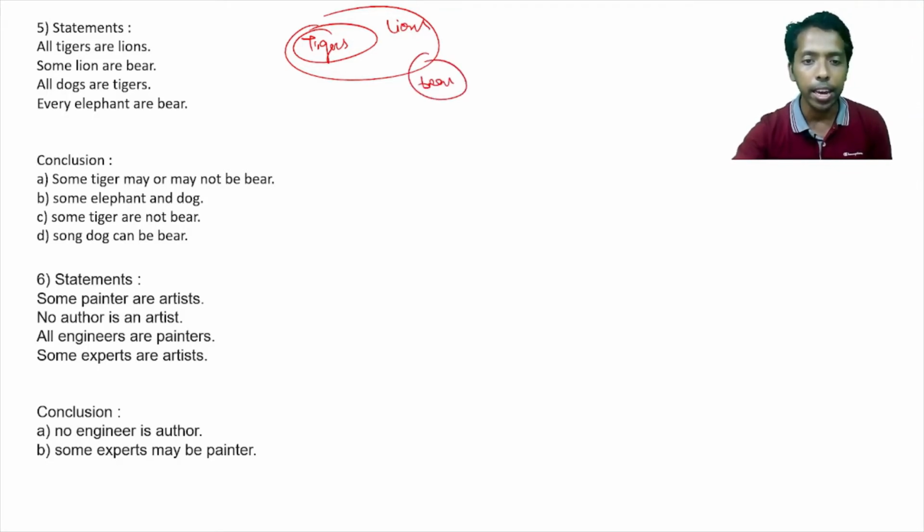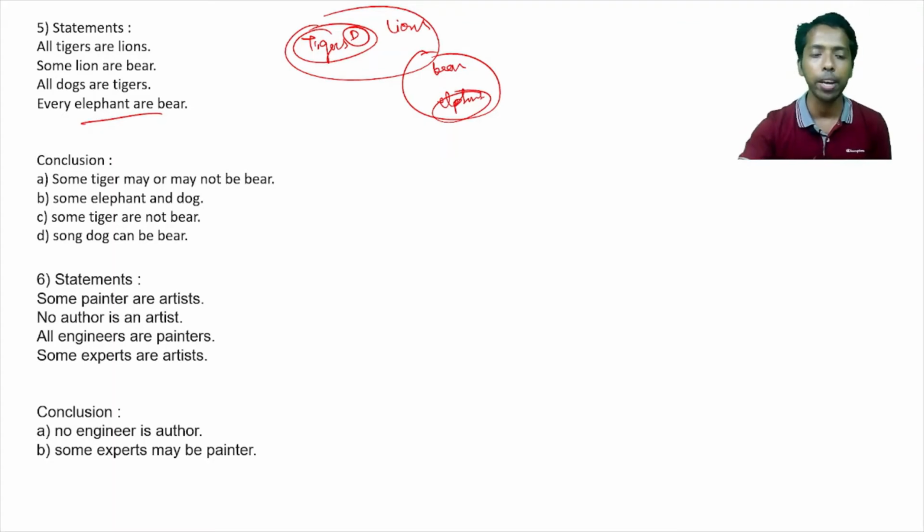Every elephant is bear. Just make it a little larger. So this is bear and this is elephant, right? And all dogs are tiger. Dogs are within tiger, right? And every elephant is bear. That means all elephant are bear, right?